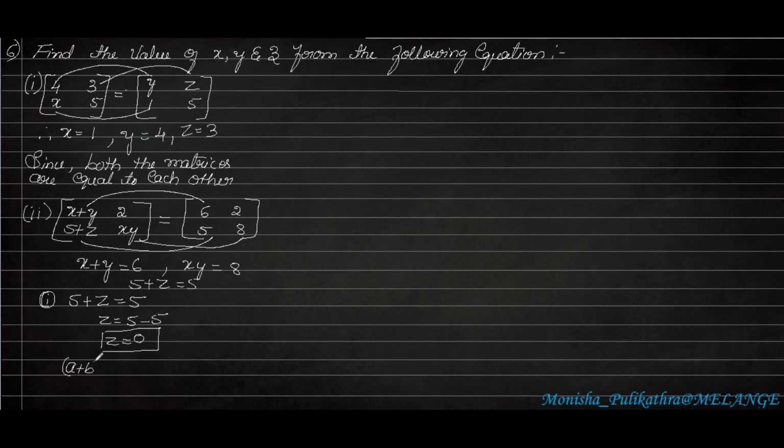You know that a plus b whole square is equal to a square plus b square plus 2ab, right? So instead of this ab, I will be taking xy. That is x plus y whole square is equal to x square plus y square plus 2xy, right? So just this ab I have changed into xy. So let this be equation number 1.